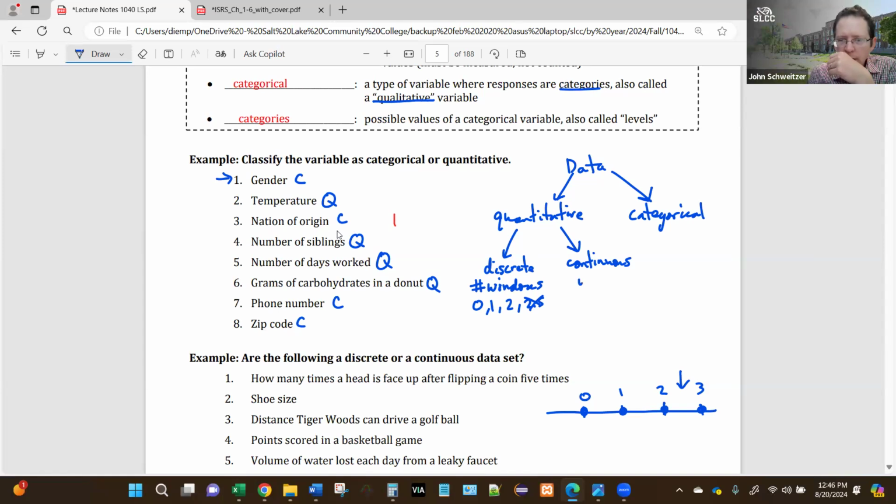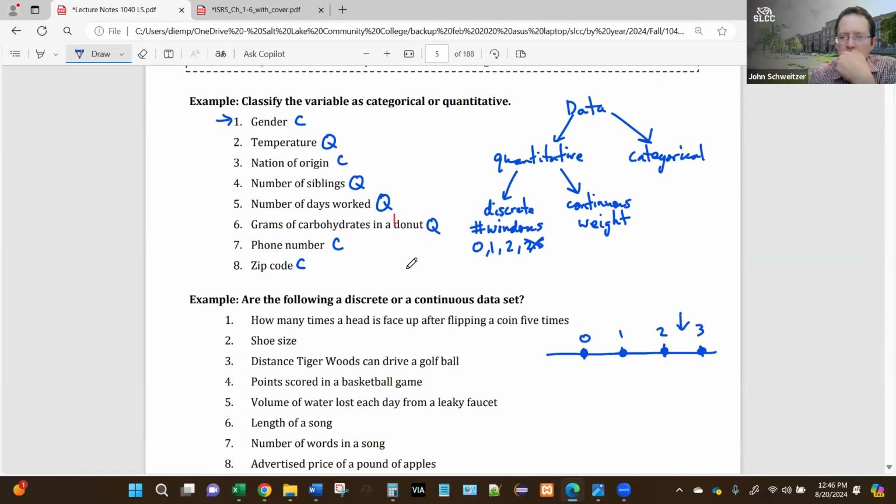Continuous is something like weight. Okay, so let's think about possible values for weight. Can I weigh 170 pounds? Yes. Unfortunately, I weighed 170 yesterday when I checked. Okay. Could I weigh 171 pounds? Yes, it's happened. What about 171.5? Yes, it's possible, right?